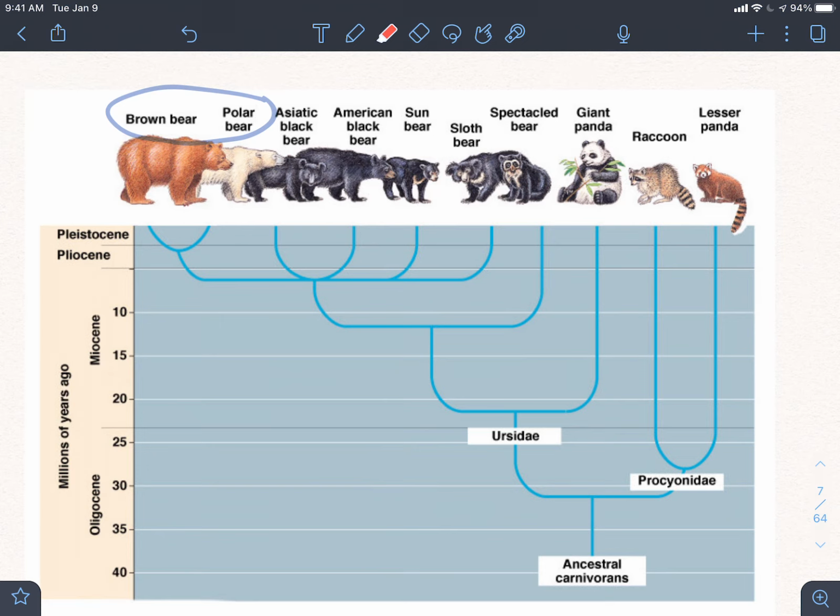So if we look way back, we can see that something that was at one time called a panda, the lesser panda or the red panda, we have these in the zoo. They're quite cute. The red panda's closest genetic species is actually a raccoon.